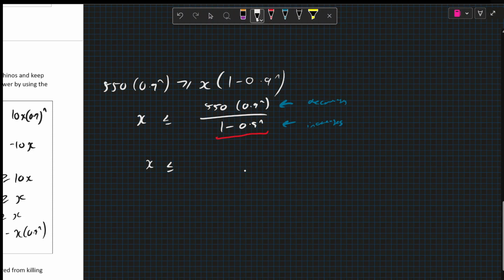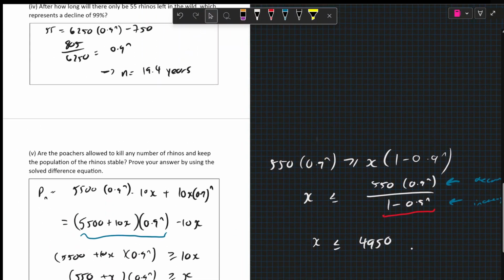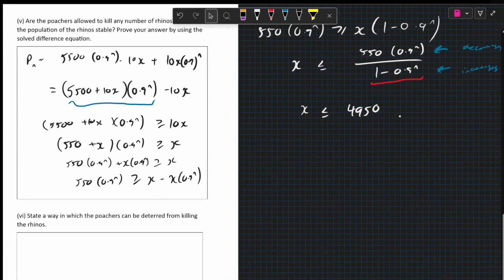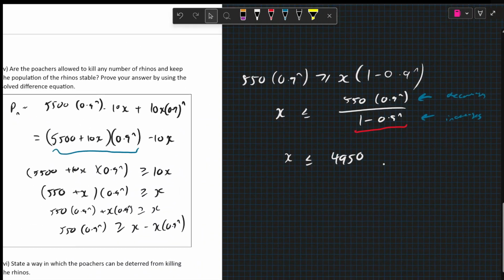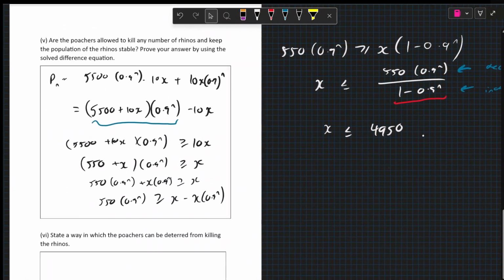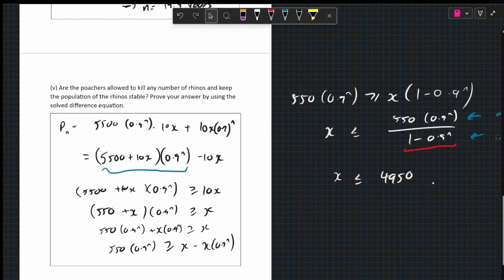So we get 550 times 0.9 is 495. Now dividing by this, we get that the amount killed within the first year has to be less than 4950. Show the sequence. So when actually trying to do it this way, you get somewhat of a false result. When you're actually doing it this way, it can't work.